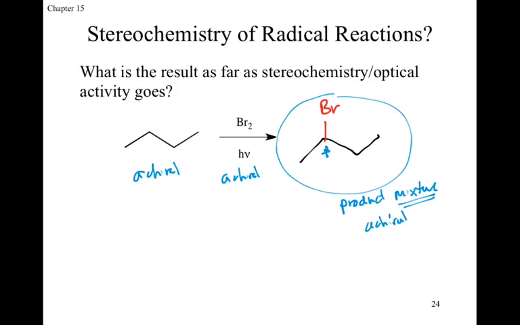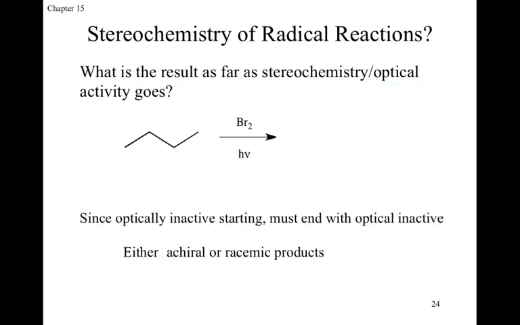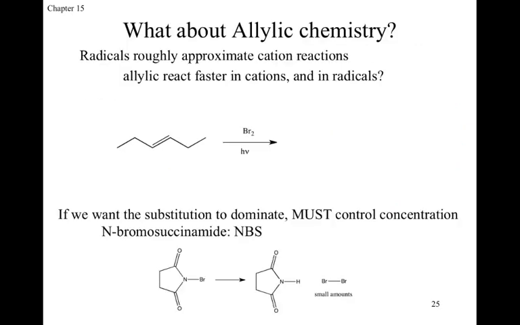So, said another way, what we end up having to generate with our product is two products. We would have the wedged bromine and we would have our dashed bromine. Those are naturally going to fall out of our radical mechanism. So when it comes to stereochemistry, we will still end up with two products because of this radical issue. If we start with optically inactive starting materials, we will end with optically inactive. Okay, so we'll either end up with achiral or racemic products. In this case, racemic.